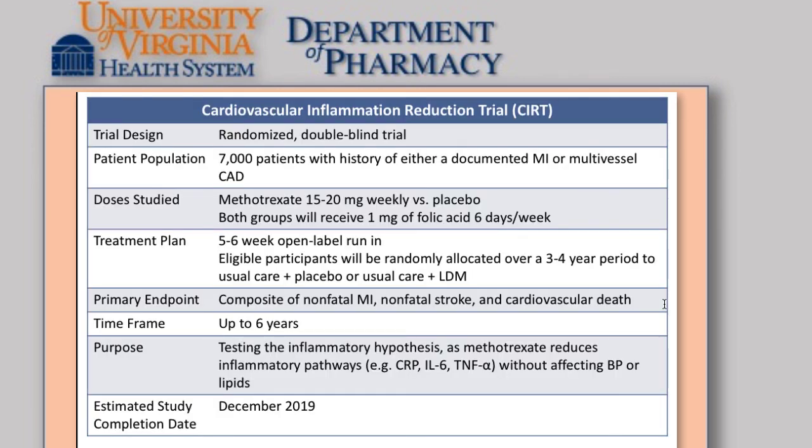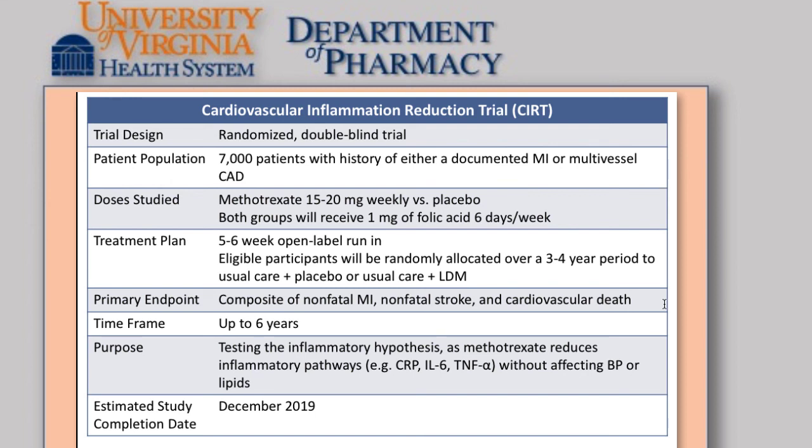So we tried to test it with a trial. This trial is currently ongoing. It's the Cardiovascular Inflammation Reduction Trial, or CIRT, and they're planning on enrolling over 7,000 patients with a history of either a documented MI or multivessel coronary artery disease. The dose of methotrexate they will be studying is 15 to 20 milligrams weekly or placebo, and both groups will receive 1 milligram of folic acid 6 days per week.